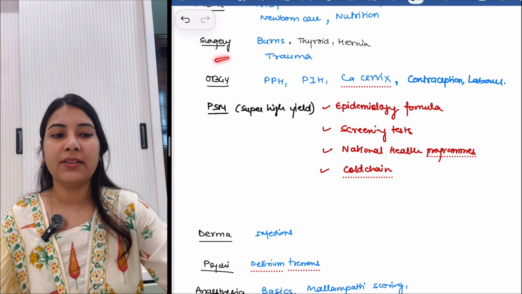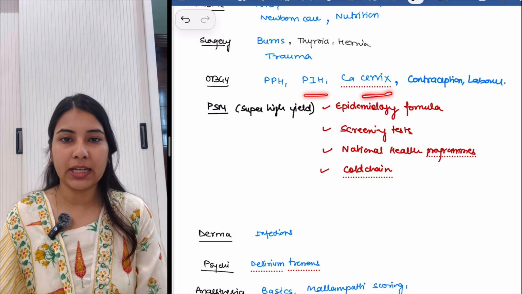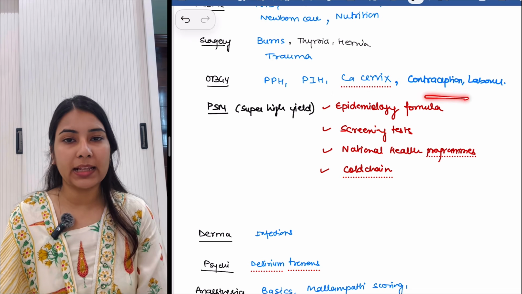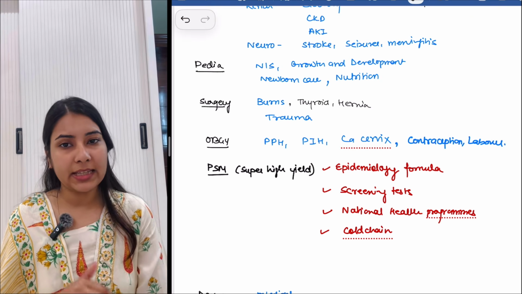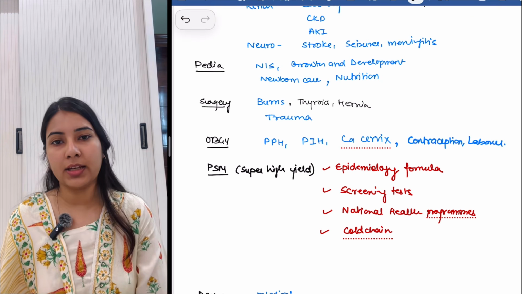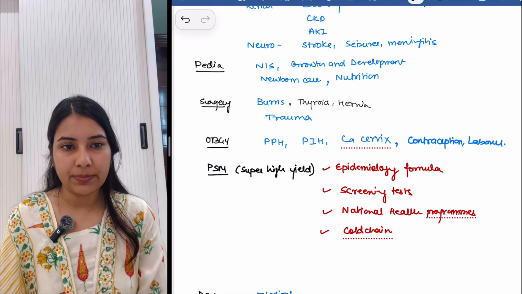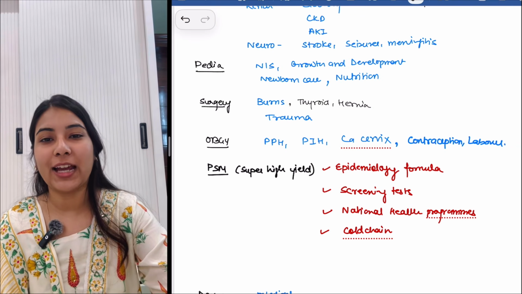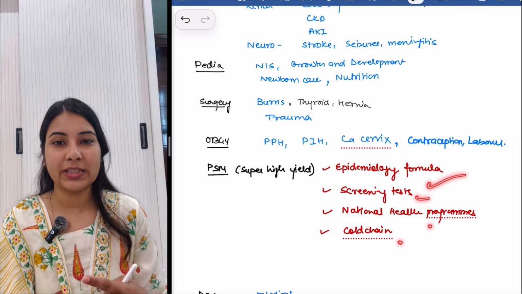Then for OBGY you have to do postpartum hemorrhage, PIH, preeclampsia and eclampsia, very important. Cervical cancer, and cervical cancer is very important. Staging is asked in the exam, every year it is asked, so you have to cover cervical cancer. Then labor and contraception. PSM is super high yield. For that you need to do epidemiology formulas, screening, national health programs and cold chain.